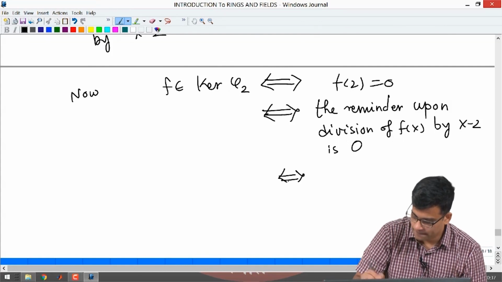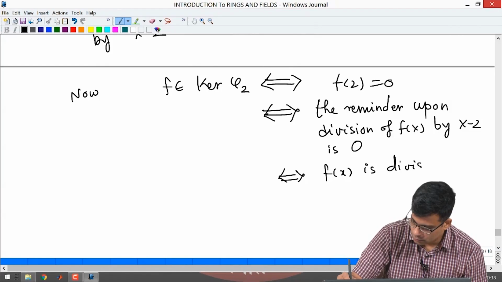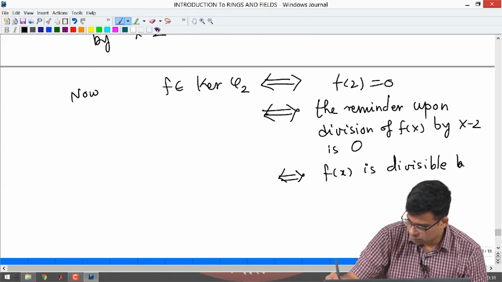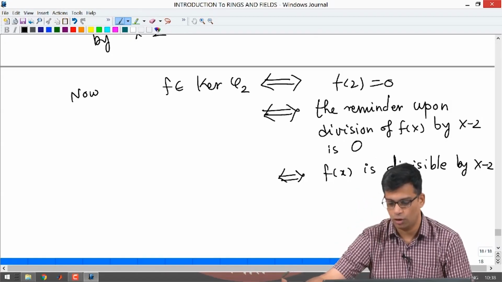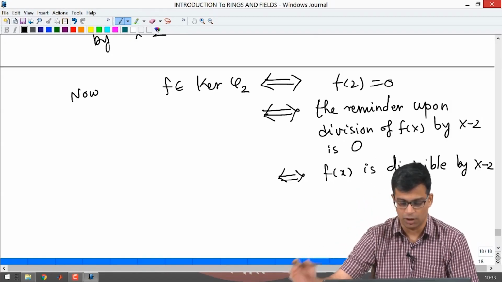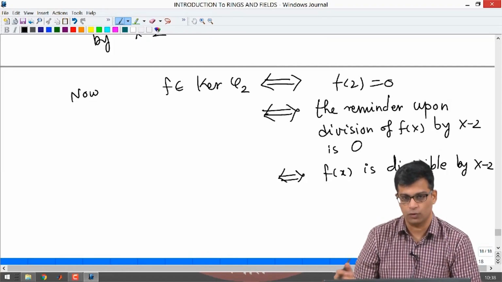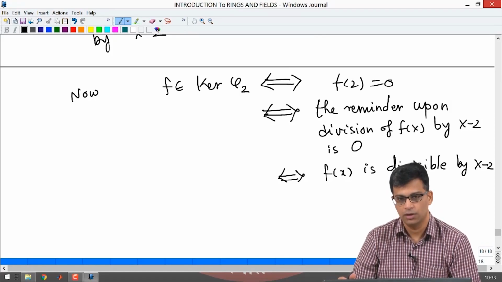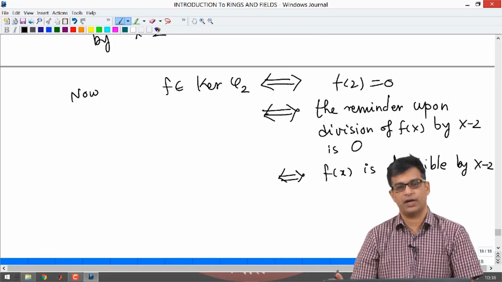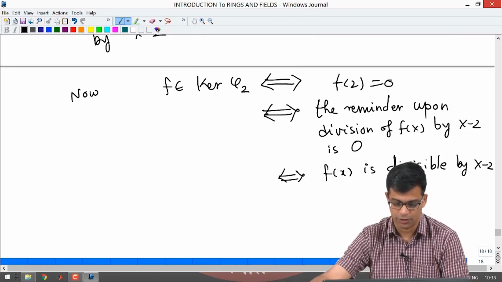That means f(x) is divisible by x minus 2. That is what we say: when the remainder is 0 we say that it is divisible. For example, when you divide 4 by 2, the remainder is 0, so we say 4 is divisible by 2. On the other hand, when you divide 5 by 2, the remainder is 1, so we say 5 is not divisible by 2. So, f(x) is divisible by x minus 2.